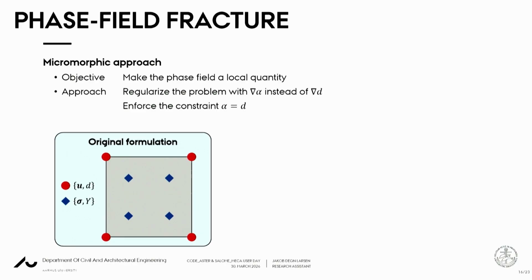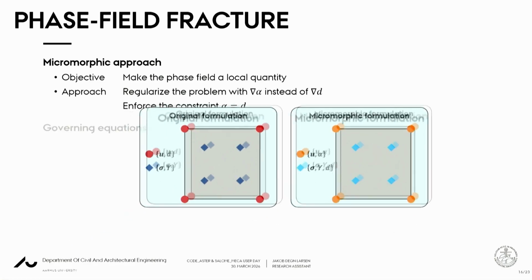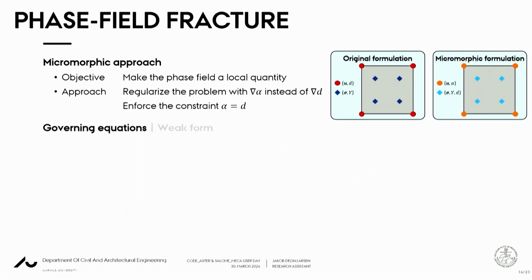So visually, in the original formulation, we had the displacement and the damage field at the nodes. And now in this micromorphic formulation, instead of the damage degrees of freedom, we now have the micromorphic degrees of freedom at the nodes. And we move the damage to the Gauss point, so it becomes an internal variable field. This changes the governing equations as well.